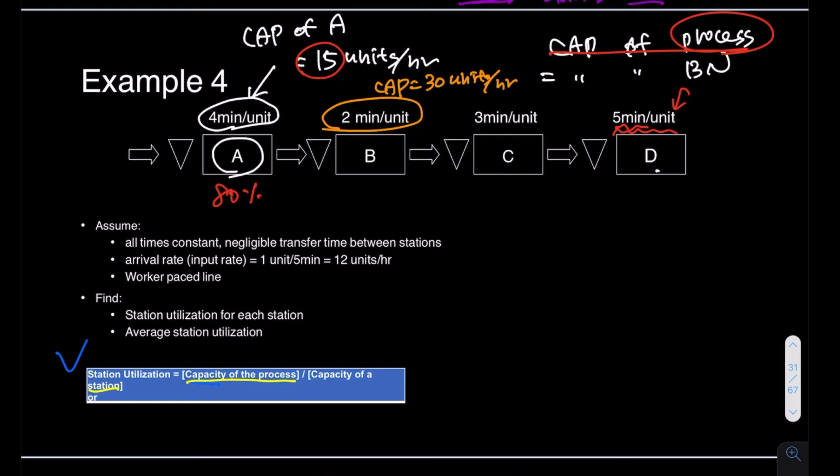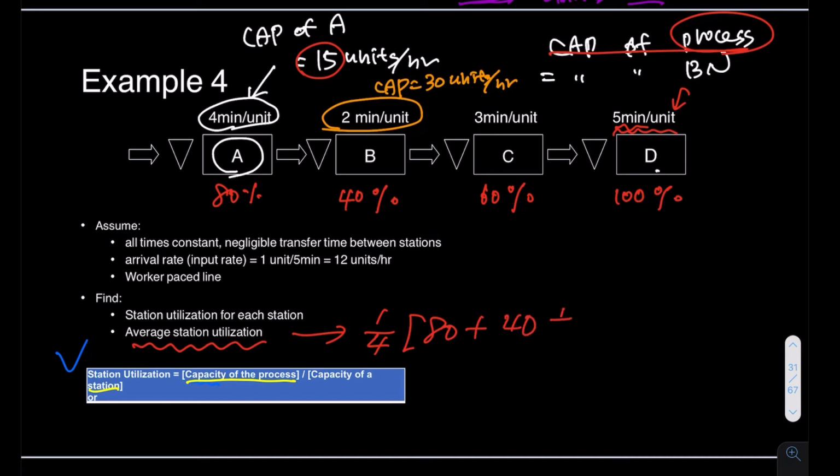Okay, so if I summarize the results here, 80%, 40%, 60%, and 100% utilization for each one. Therefore, the average station utilization is just the average of these four numbers, 80 plus 40 plus 60 plus 100, and then you will get 70% as the average station utilization.